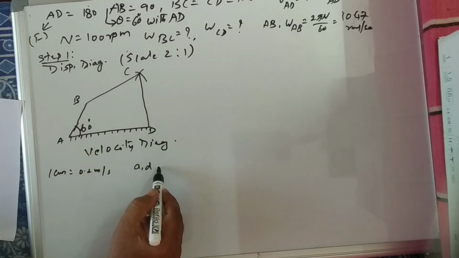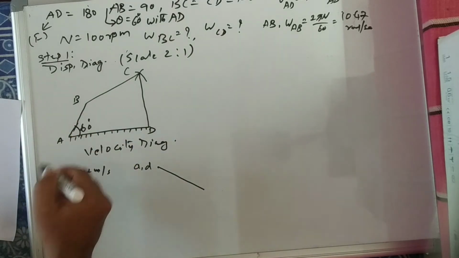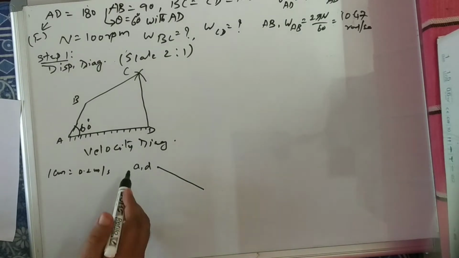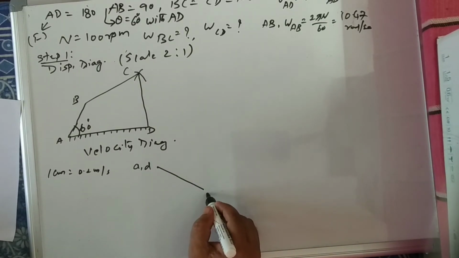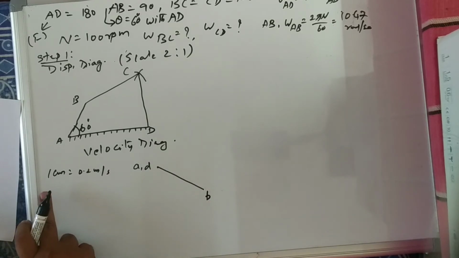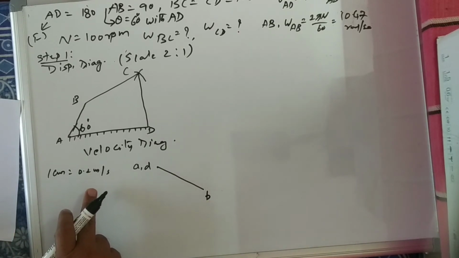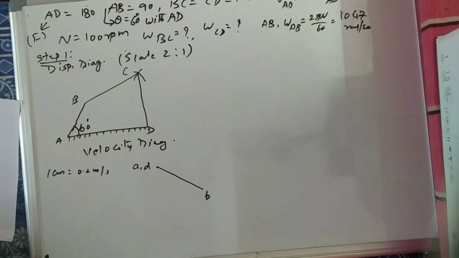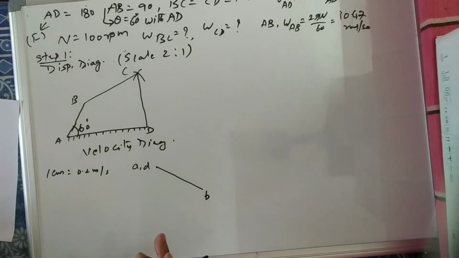Therefore, you draw a line which is perpendicular to the link AB, because when the crank is rotating, the velocity always acts in a perpendicular direction. That's what we call a tangential velocity. If you draw from A to this point, that is our B. So what scale have we taken? 1 centimeter is equal to 0.2 meters per second, and we have the angular velocity of 10.47 radians per second. It is okay, no problem. Meters or radius doesn't matter.